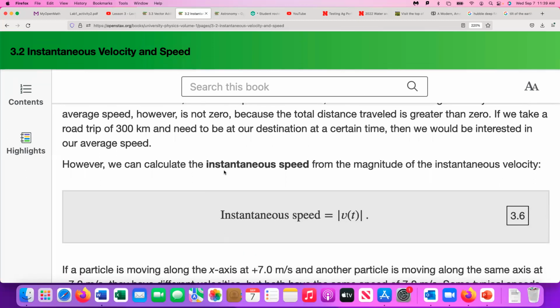The instantaneous speed is actually going to be considered the absolute value of the velocity at that given time. So that can be a very different thing. If it's asking for instantaneous speed, you have to calculate the velocity vector, take its absolute value to get that.